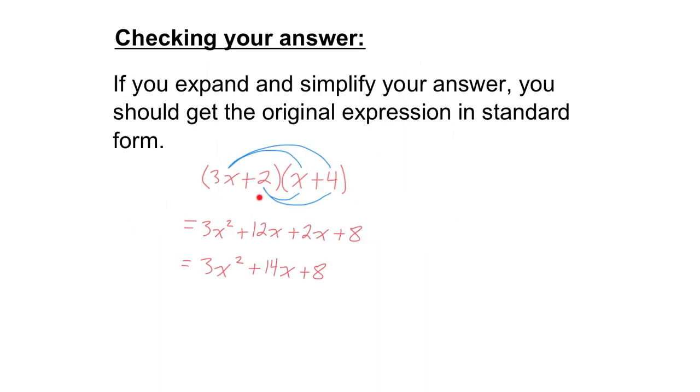So this was my solution to the previous example. If I expand and simplify, I do in fact get the original question. So I know that this was the right answer. And you can do that anytime you have the factored form. You can see if you got the right factored form by expanding and simplifying.